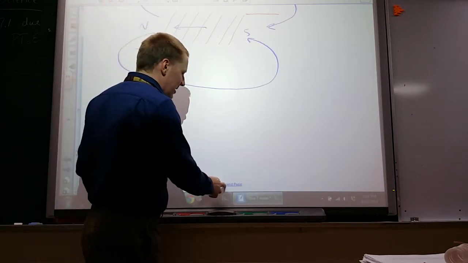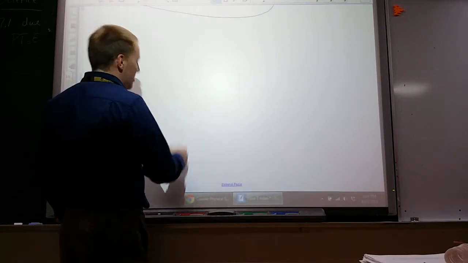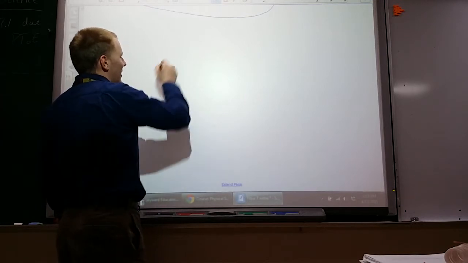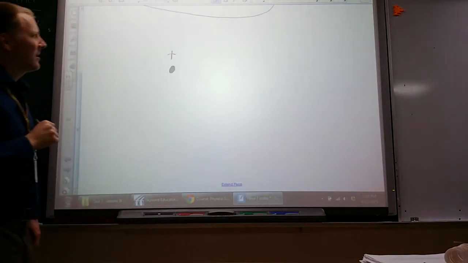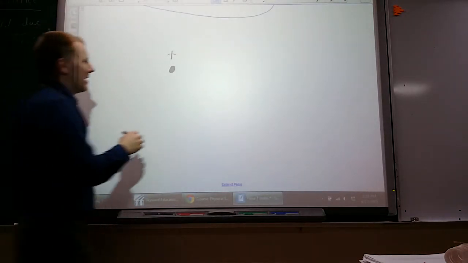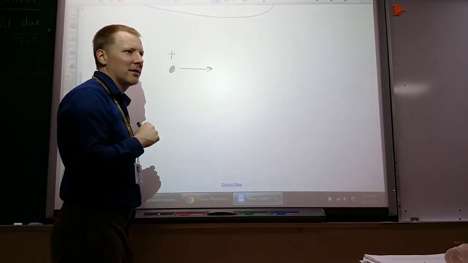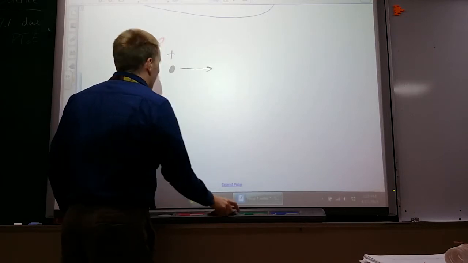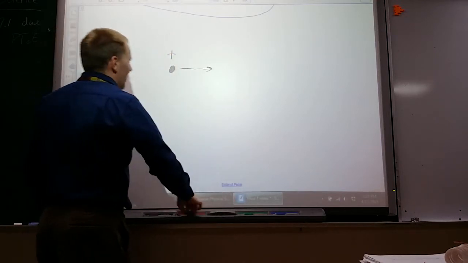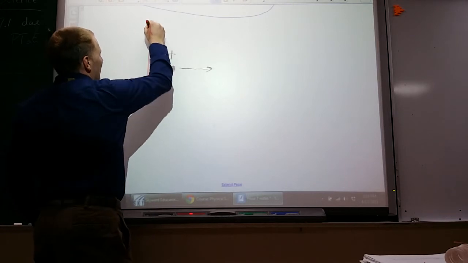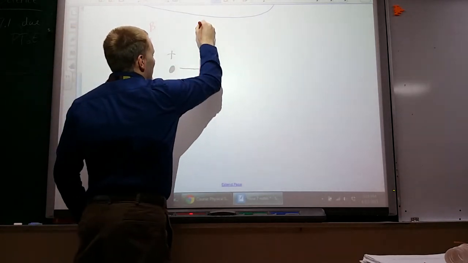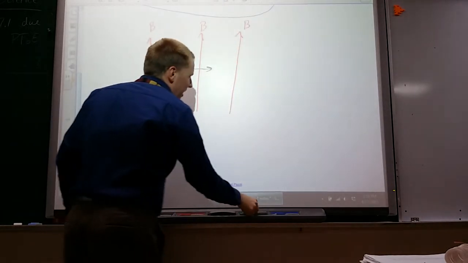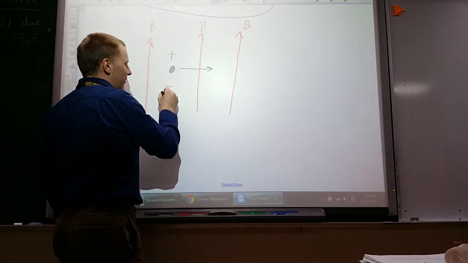Similar sort of thing. So let's say that we have a charged particle, and for the sake of ease, let's make that a positive particle. And we'll say that this positive particle is moving to the right. We'll also say that it's moving to the right, at right angles to begin with, in an area with a magnetic field pointing in this direction. And we want to say, what direction is the force?